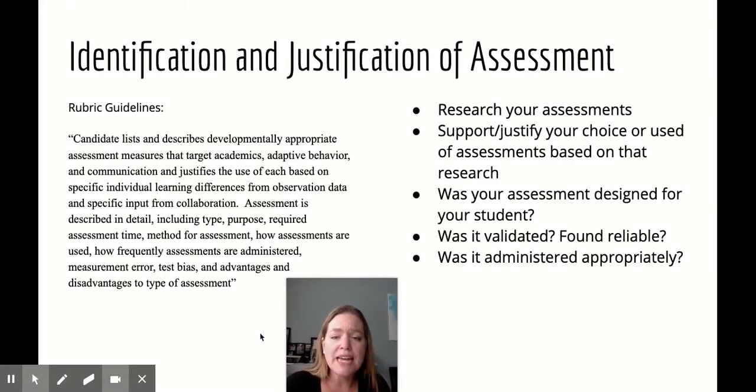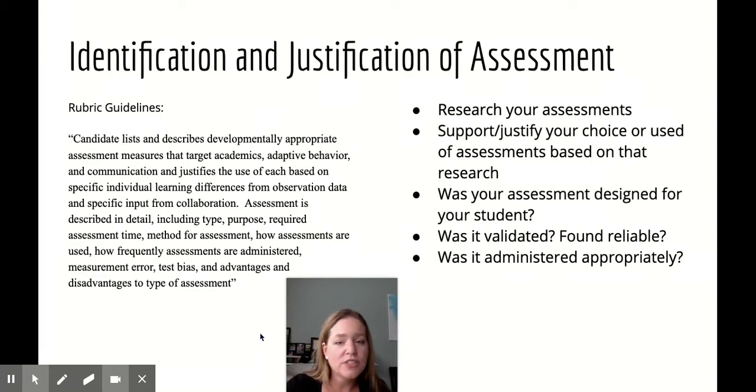what is the measurement error, test bias, and advantages and disadvantages to this type of assessment? Now, some of that information is going to come from the research that you do over the course of the next couple of weeks. When you're looking at publisher information about standardized assessments, they're going to give you that measurement error information, potential test bias. Some of the test bias will come from your perspective as well. That's an important piece to consider, that potential for test bias.